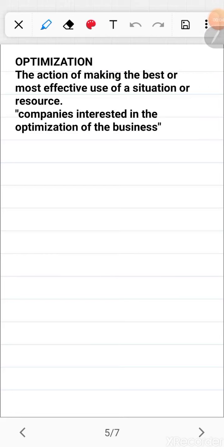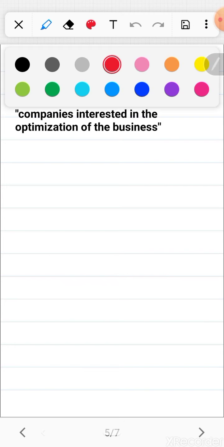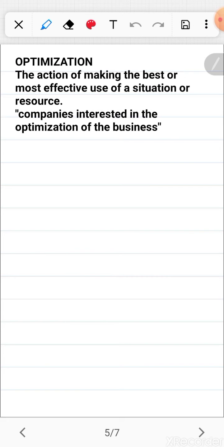So today I want us to talk about optimization. And as you can see from this text, optimization is usually the idea of making the most effective use of a situation, most effective use of your time, of your resources, of your facilities. And that's a very important idea or skill for businesses.